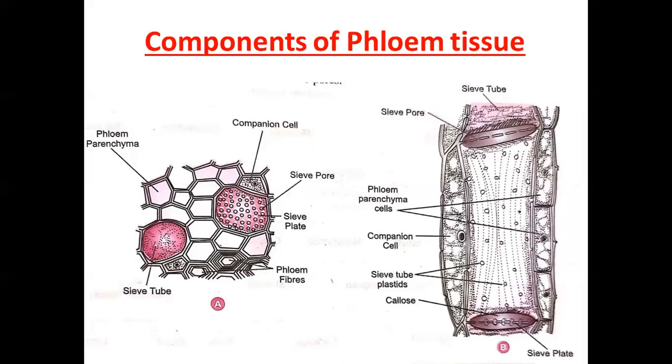Now, what is phloem parenchyma, children? The living parenchymatous cells present in phloem are called phloem parenchyma. You can see in the diagram where it is situated. Next is phloem fibers. Dead sclerenchymatous fibers present in the phloem are called phloem fibers.